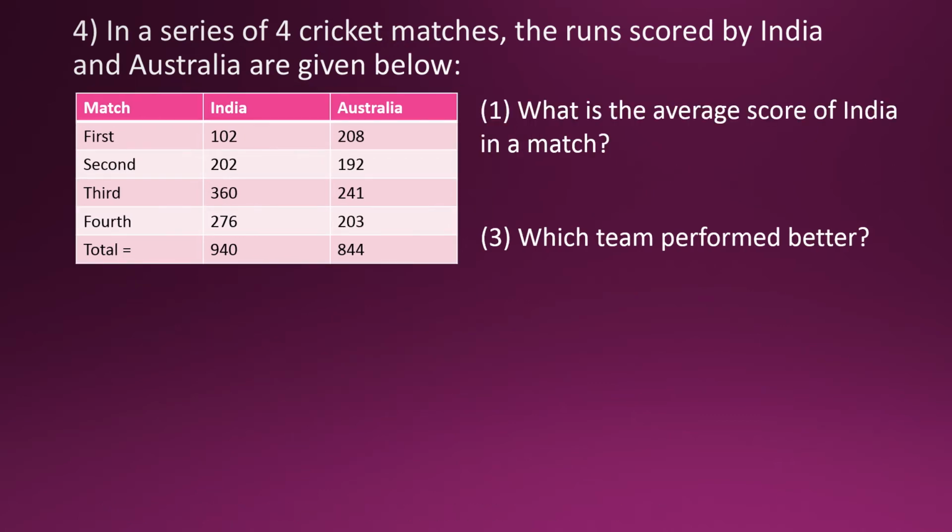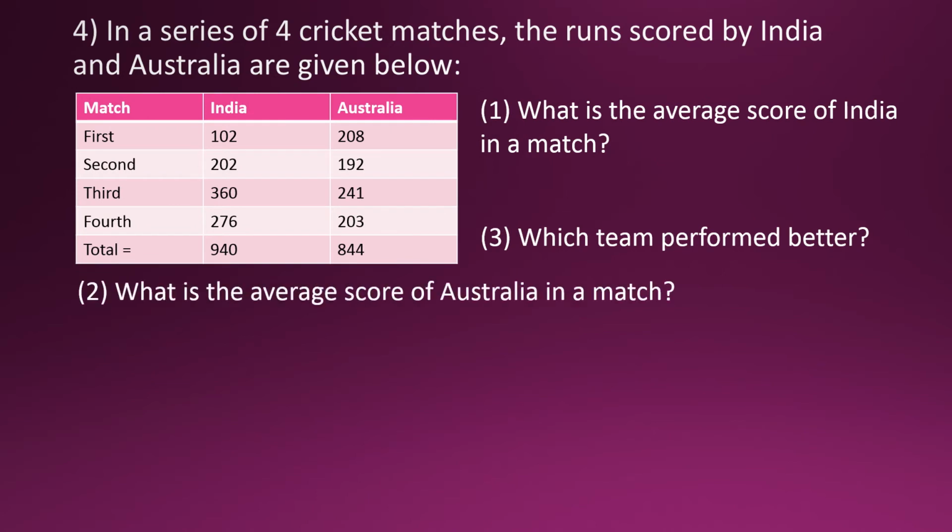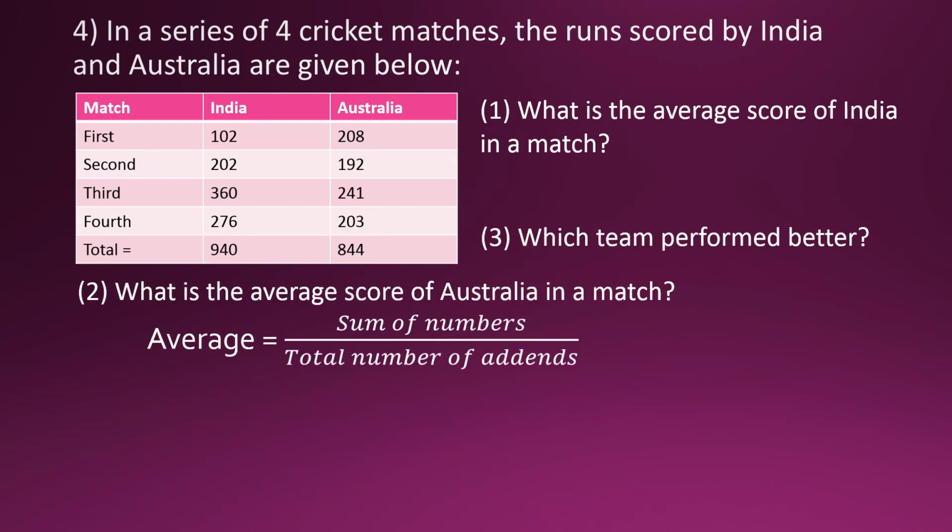The next question is, what is the average score of Australia in a match? We know that average is equal to sum of numbers upon total number of addends. First, write the sum of runs scored by Australia, which is 208 plus 192 plus 241 plus 203, and divide by the total number of matches, which is 4.